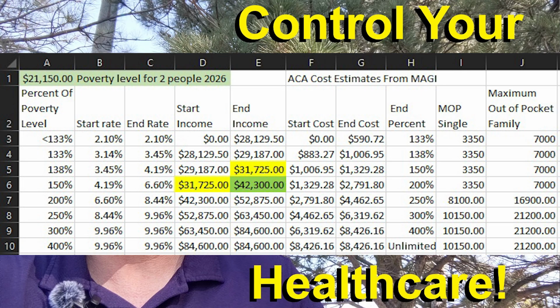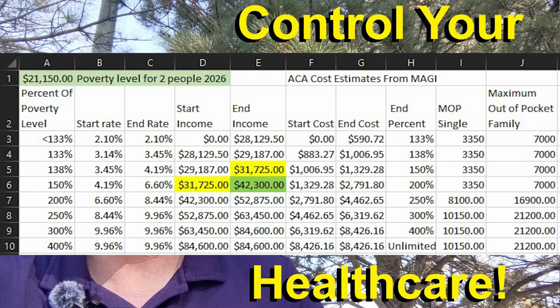So again, B and C, those are the percentages of your income that you're going to pay based upon column A, which is the percent of the poverty limit, based on two people. That starts in column A1 at 21,150. Columns D and E are the income level between the low part of the bracket to the high part of the bracket. Then you have the ACA cost in column F and G between the low part of the bracket and the high part of the bracket. I did put in column H that same percentage that was off to the left side because the percent is the amount that's in that part of the bracket.